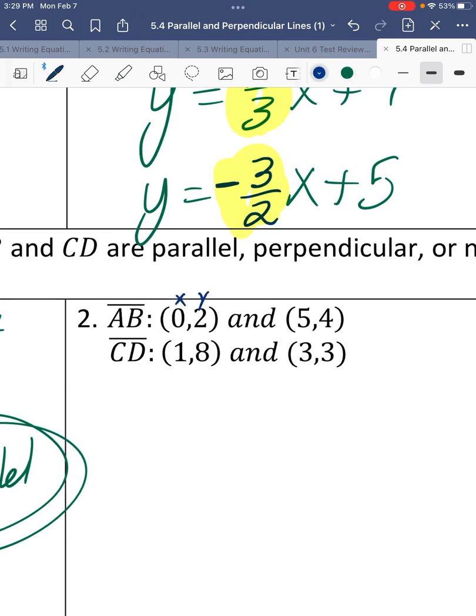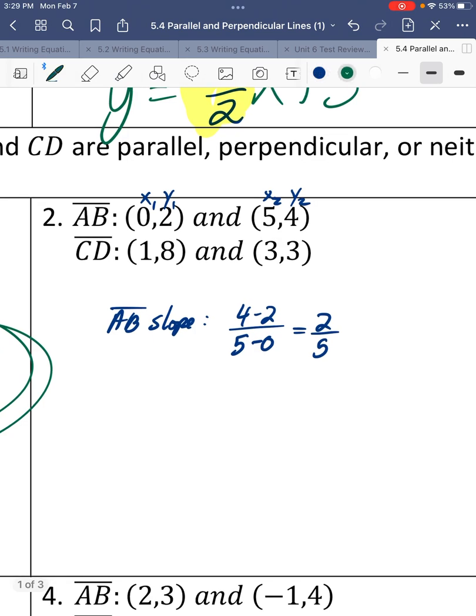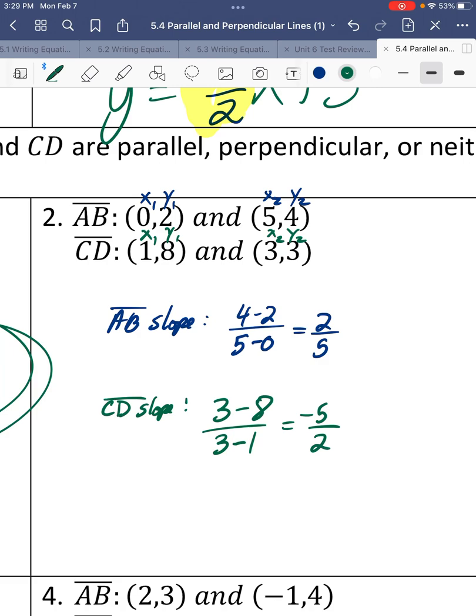All right, looking at the next ones. So AB, label xy, xy. First coordinate, second coordinate. The slope of AB is going to be 4 minus 2, so y2 minus y1 over x2 minus x1, 2/5. So now we're looking at slope CD. Line CD, first coordinate, second coordinate, y2 minus y1 over x2 minus x1. 3 minus 8 is -5. 3 minus 1 is 2.